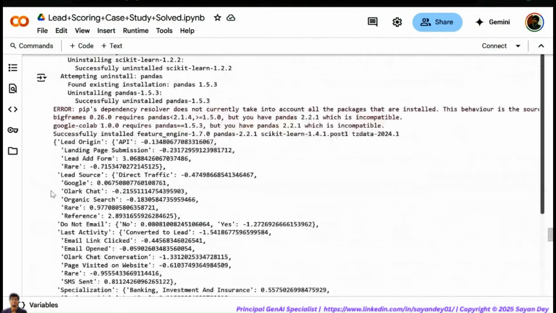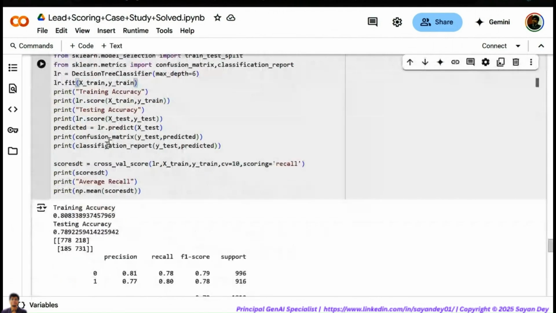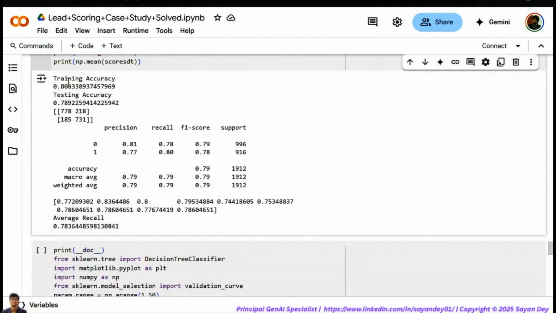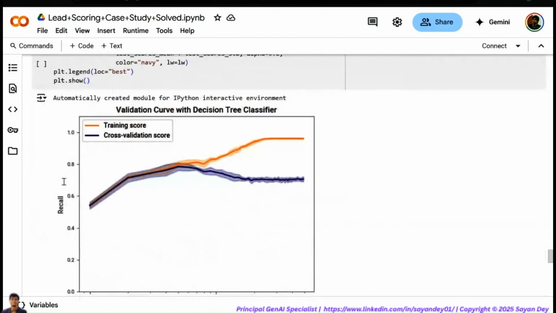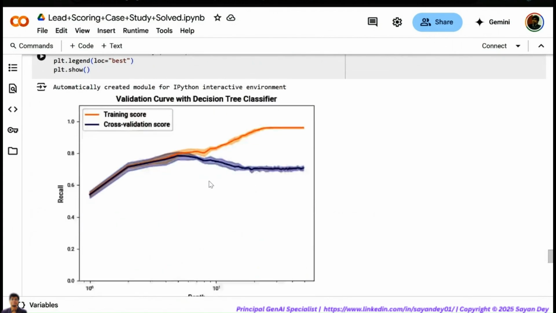We are trying out different models. You can see we start out with a decision tree, and with the decision tree we are getting around 80% and 78% accuracy. And I told you false negatives are very costly. The false negative means the model predicted you will not convert, but in reality you do convert. So FNs are very costly. And this is the hyperparameter tuning that we can do.